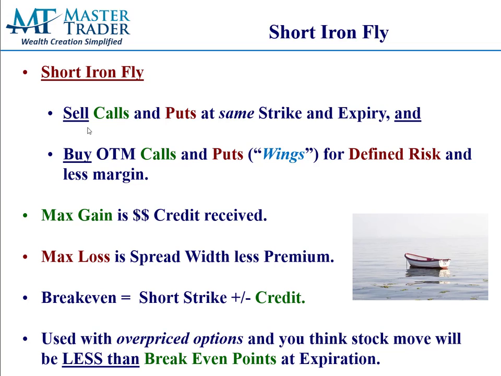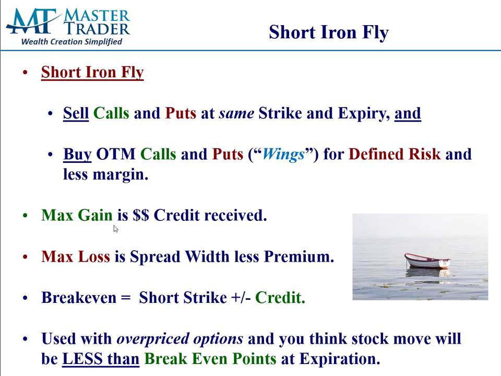So we're selling calls and puts at the same strike and expiry. If you go look at our other strategy, that is a short straddle. But we're also simultaneously buying out of the money calls and puts, which are referred to as wings, to make this a defined risk trade and also less margin. You get a little bit less total credit, of course, because we're having to buy these two options, but the benefit here of defined risk and less margin is well worth it in our recommendation.